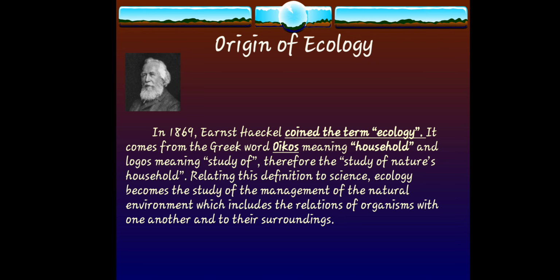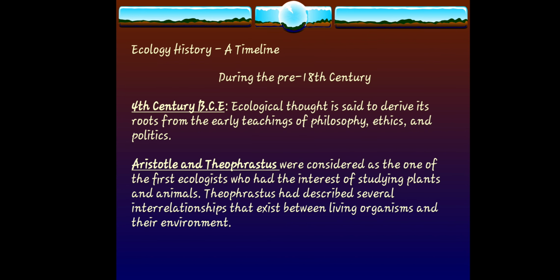So meaning to say, it is in the relation of the interaction between one organism and another organism, and to the environment. What is the behavior of the organism shown in a certain environment? So relating this definition to science, ecology becomes the study of the management of the natural environment, which includes the relation of organisms with one another and to their surroundings. That's why I'm explaining to you that ecology is not only about the organism, but also about how the organism affects or behaves in a certain area or surroundings. Okay, so that is Ernest Haeckel.